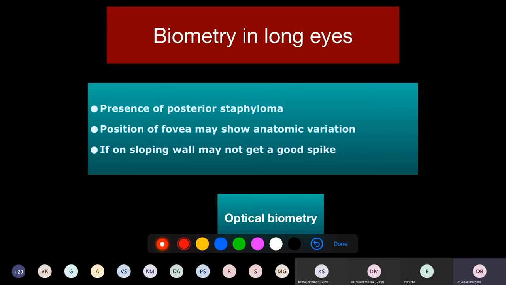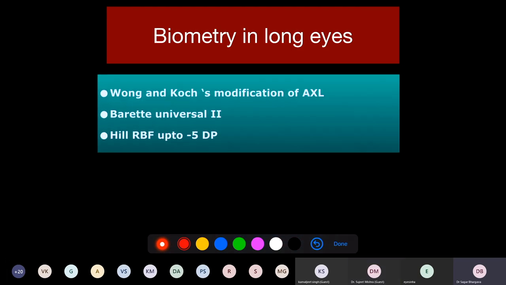And in that, the problem is where does the fovea lie? So there is a lot of anatomical variation in posterior staphyloma. And if it's on the sloping wall, you may not get a good spike. That's where optical biometry comes in, because it measures the visual axis, unlike the ultrasound, which measures the anatomic axis.